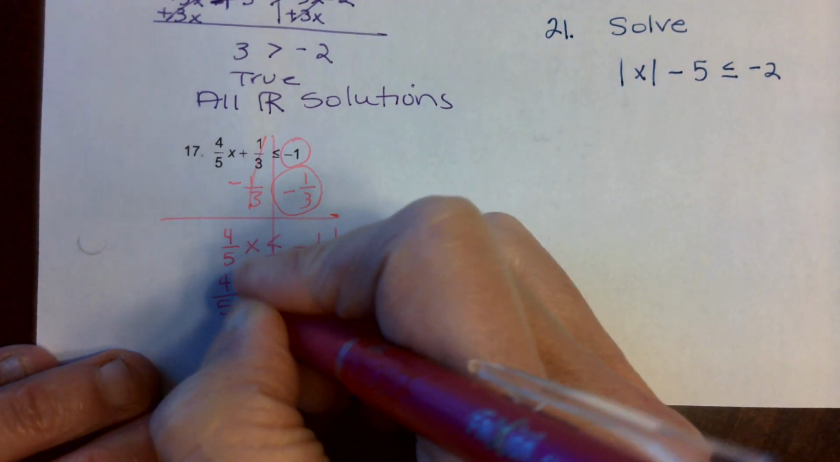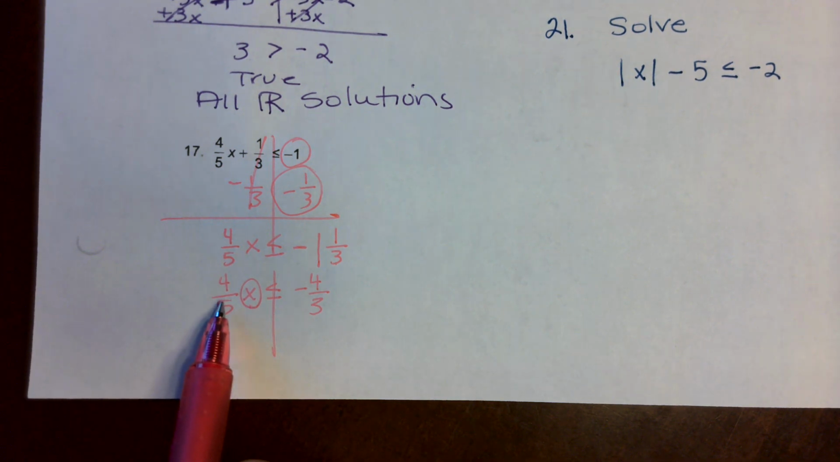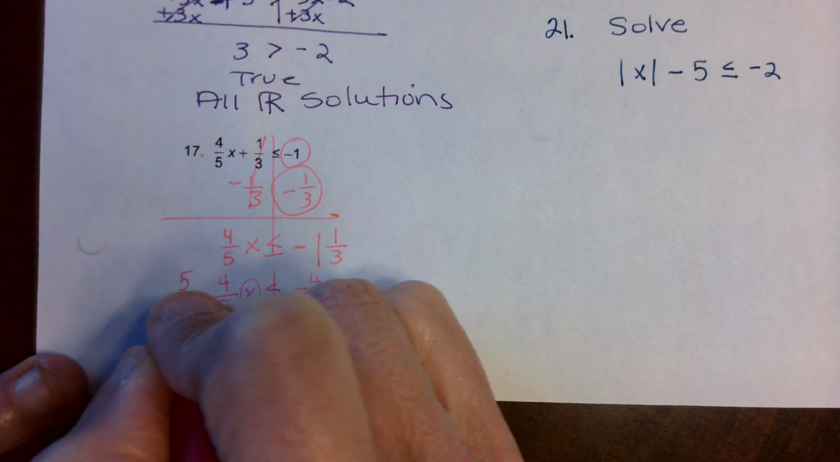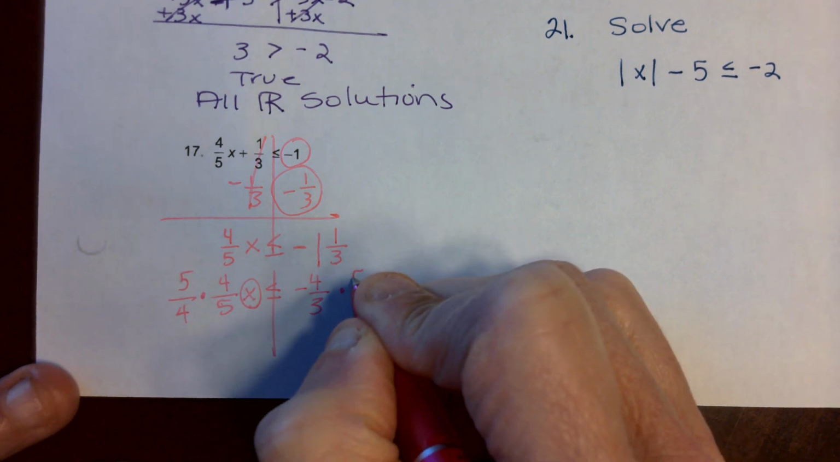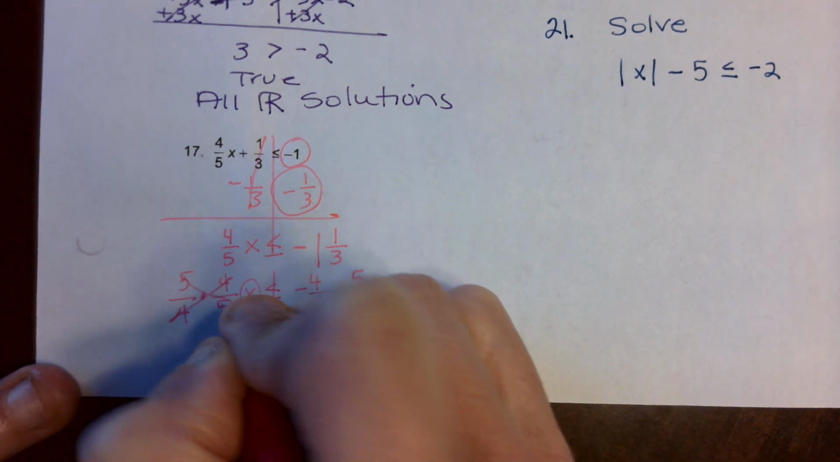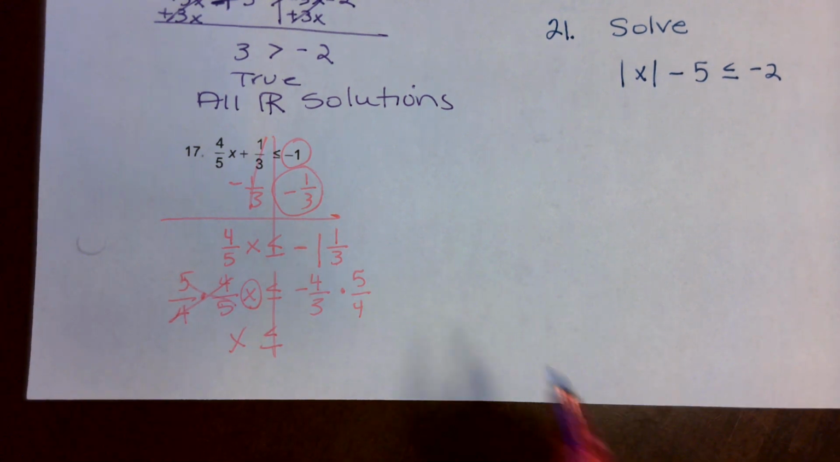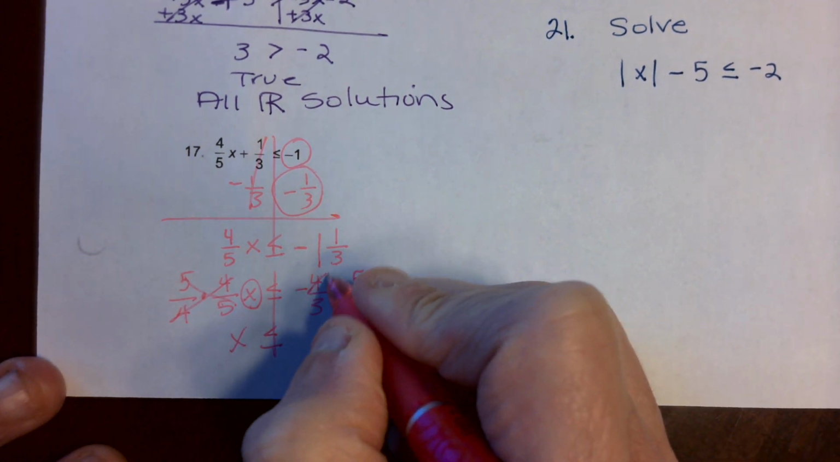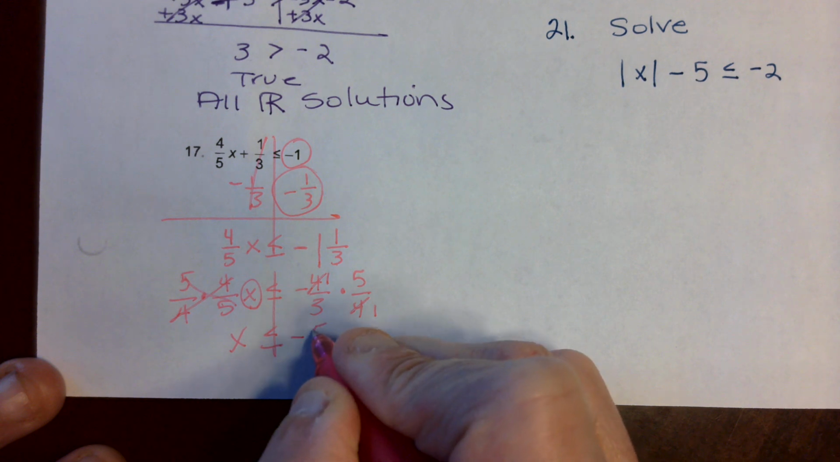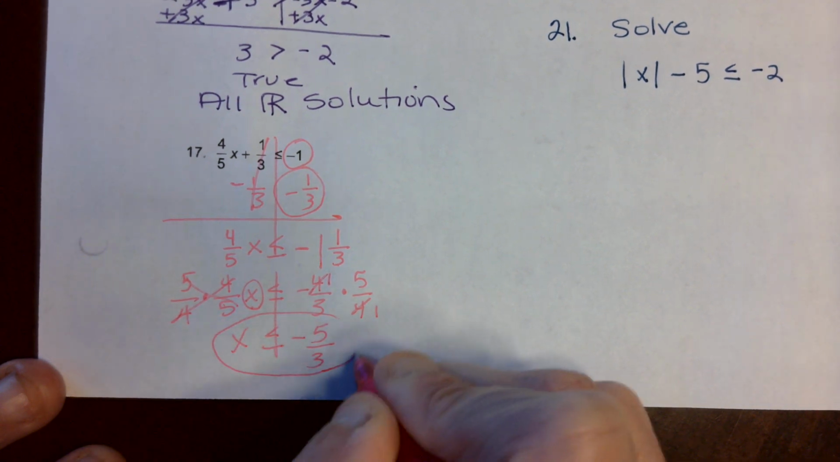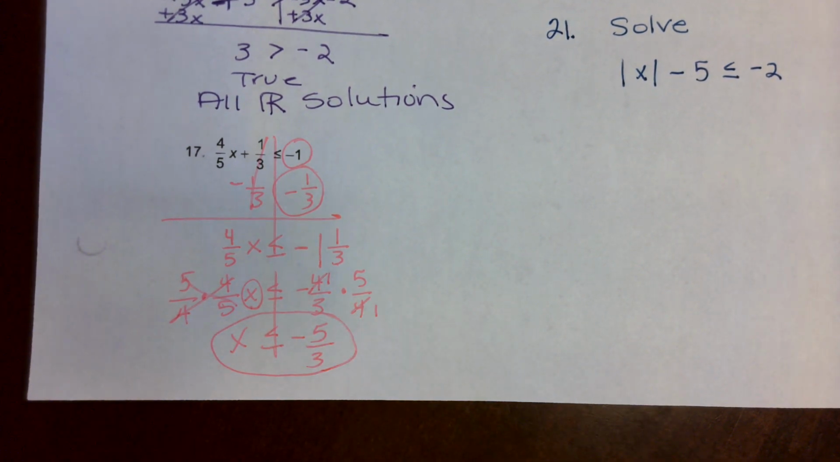Draw your line, locate your variable. I need to get rid of this. So we divide by 4/5, which is the same as multiplying both sides by 5/4. I'm not multiplying by a negative, so I don't need to switch the sign. I've got a cross canceling of a 4 there, so I get a negative 5/3. Okay?